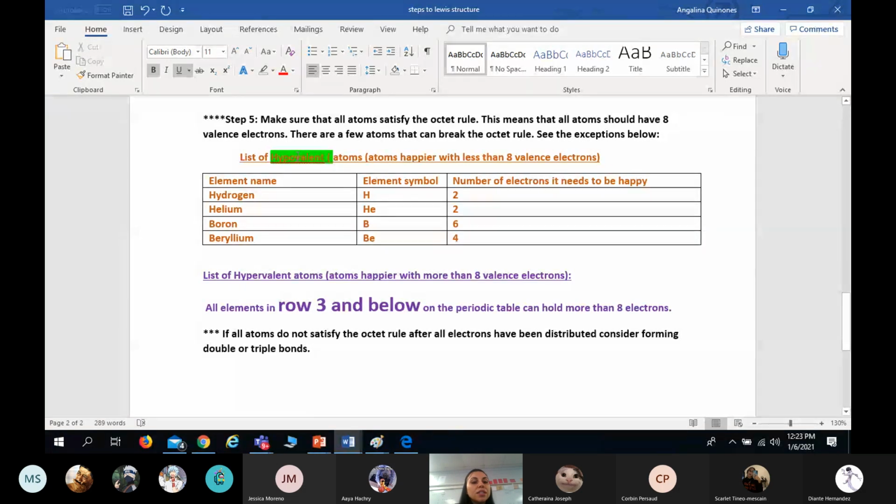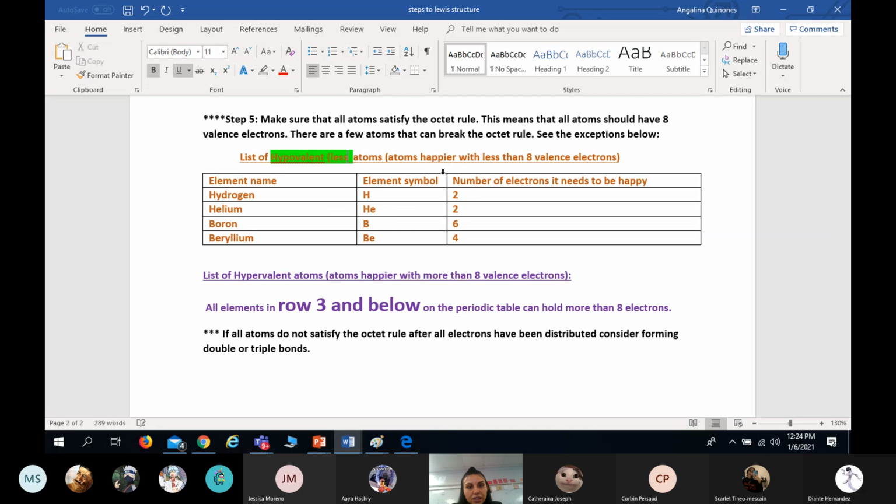So when we're talking about valent, valence refers to valence electrons. So hypovalent means that you can have less than the perfect number of valence electrons, so less than 8. And you're still happy, that's perfectly fine. There are only 4 elements that you guys need to know that are hypovalent. So hydrogen, helium, boron, and beryllium are the only 4 elements that are going to be happy with less than 8 electrons. So hydrogen only needs 2 to be happy. I like to repeat things as much as possible, so you might have seen this before. Helium only needs 2, boron needs 6, and beryllium needs 4. So those are some exceptions.